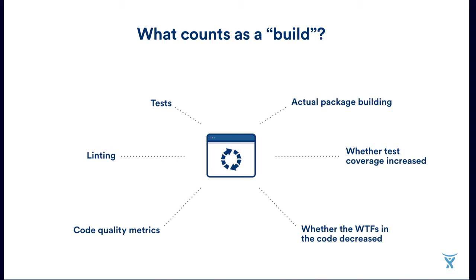What can you use build statuses for? Well, there's the usual tests, linting, actual package building, whatever. Those are usual cases. But you can be creative. You can add arbitrary code quality metrics and pass or fail builds based on that. You can have something about the test coverage having to increase as compared to the parent commit. You can have that criteria post to build status. You can even have a build status posted on whether the number of WTFs in the code has increased compared to the parent commit. Like, you can do whatever you want. You can be as creative as you want with build statuses because they're so simple and generic.